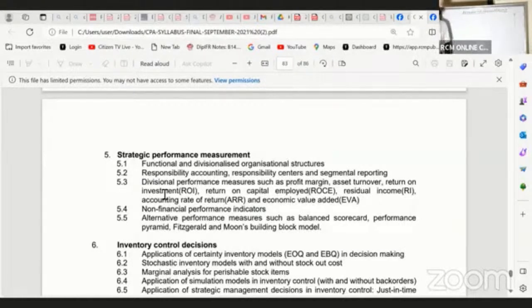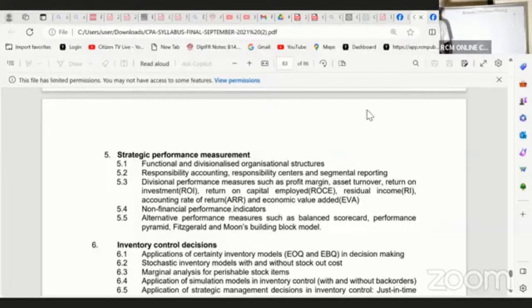And the specific ratios that they want us to go through are the profit margin, asset turnover ratio, return on investment, that is ROI, return on capital employed, residual income, RI, accounting rate of return, ARR, and economic value added. Then we have 5.4, the non-financial performance measures. And then 5.5, we have alternative performance measures, such as the balanced scorecard, the performance pyramid, the Fitzgerald, and the Moon building blocks.